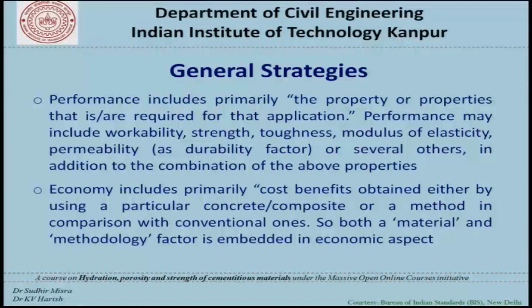Performance includes primarily the property or properties that are required for that application. Performance may include workability, strength, toughness, modulus of elasticity, permeability, and remember that permeability will come as a durability factor, or any other property in addition to the combination of the above. So in some cases we may expect only one property, in some cases we expect a combination of properties. Economy includes primarily the cost benefits obtained either by using a particular concrete or composite or a method in comparison with the conventional ones. So both material and method play an extremely important role in deciding the economic aspects.